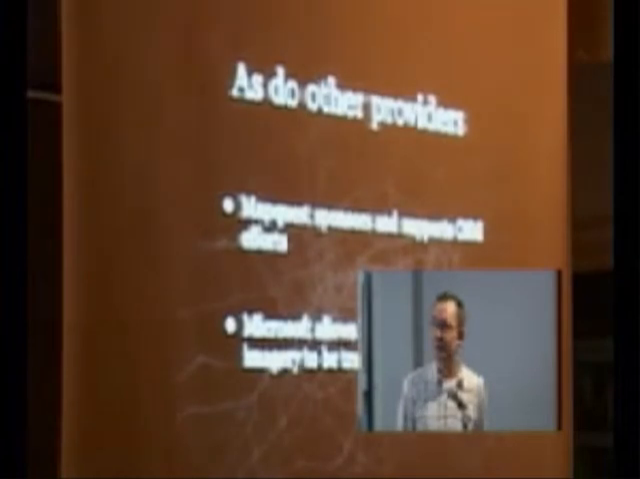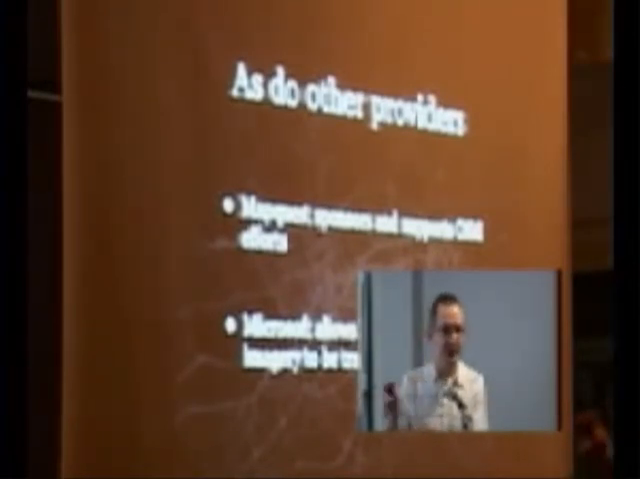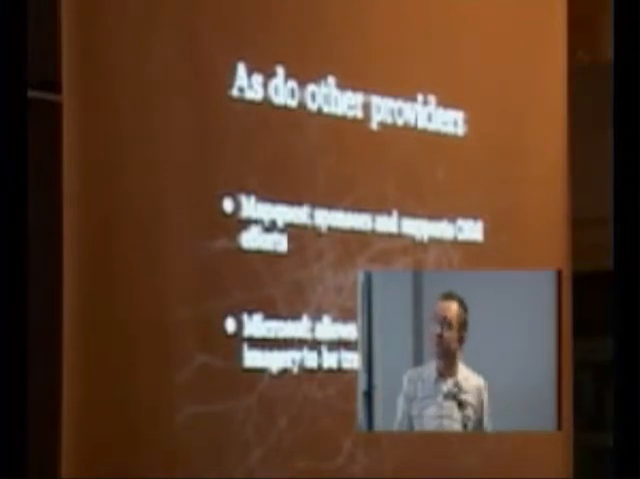And other providers as well. MapQuest in America sponsors and gets involved. And Microsoft actually let you trace over their aerial imagery. So if you don't want to go out, you can actually map from your home. If you know where the road is, but you don't know the exact shape, you can trace over this aerial imagery and type in the name, as I'll get to later.